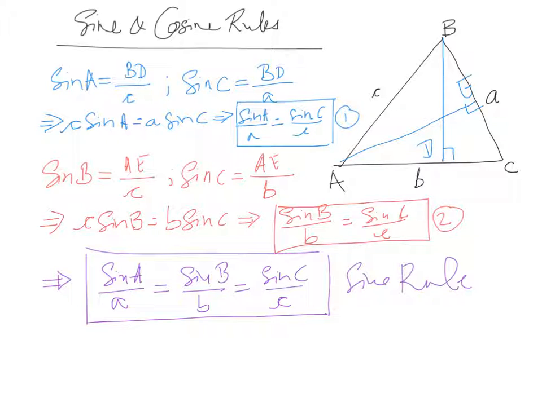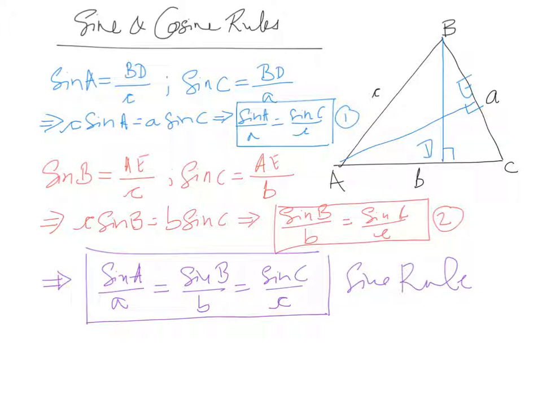Together with the cosine rule, which we will derive shortly, the sine rule is useful to solve various real-world problems that involve distances and angles and heights, where we can represent them in terms of various triangles. Now, in order to derive the cosine rule, let us once again look at the right triangle BDC.